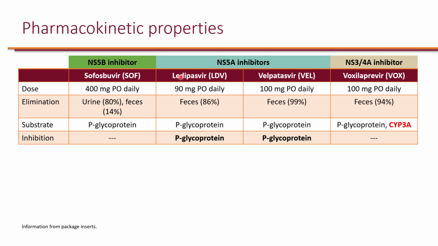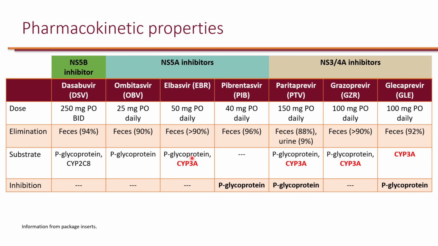And then with ledipasvir and velpatasvir specifically, they also inhibit P-glycoprotein. So this can affect other drug concentrations, because they inhibit P-glycoprotein. And then pretty much most of these are eliminated through the feces, except for sofosbuvir, which is 80% secreted in the urine. Again, we can see that most of these are substrates of P-glycoprotein.